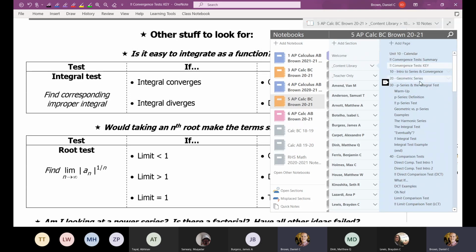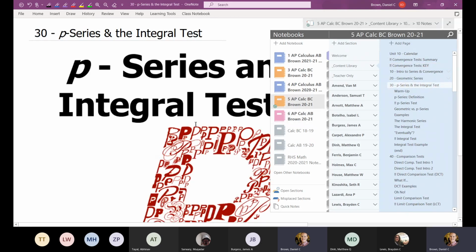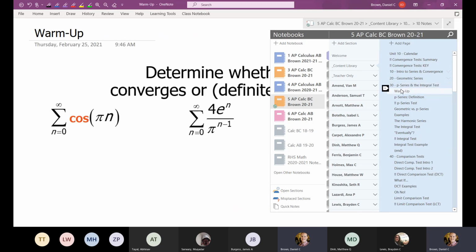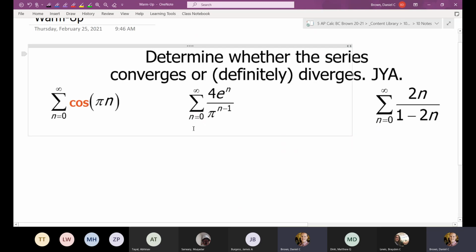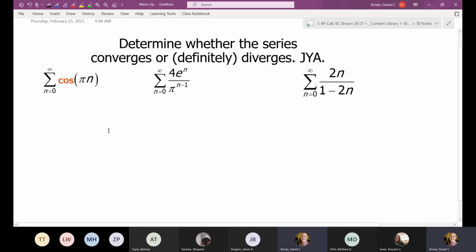Before we get into the integral test, I did want you to try a few on your own. If you're looking for this page in OneNote, it's going to be the warm-up page directly after the one that says 30-p-series. But I do want you to edit one because I shared a series that's kind of a weird one. When I shared it with you, that first series was the sine of pi n, which is kind of a weird series because it's just a bunch of zeros if you worked it out.